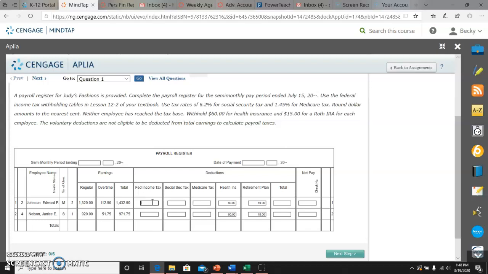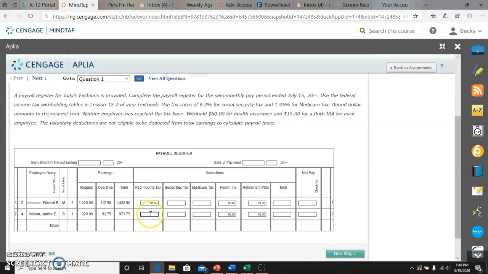And he had total earnings of $1432.50. I'm hoping by now you're good at using that table, so I'm not going to go look at that for you. But 2 allowances, married, with earnings of $1432.50, and it's semi-monthly pay, are the 4 things we need to know. If you do that correctly for him, you will see it's $61 of federal income tax.